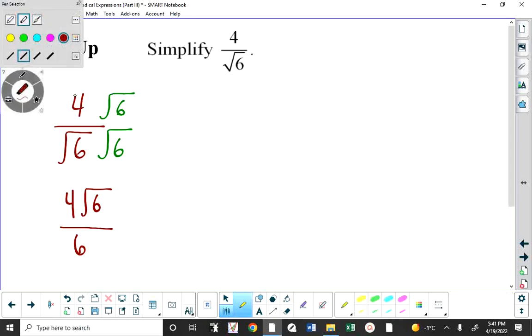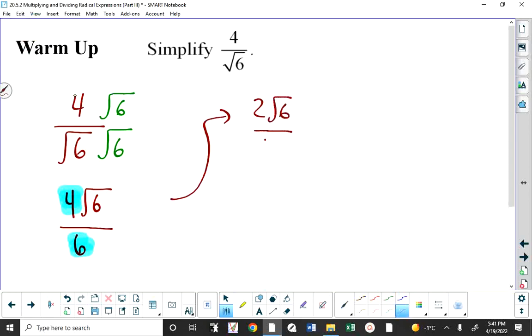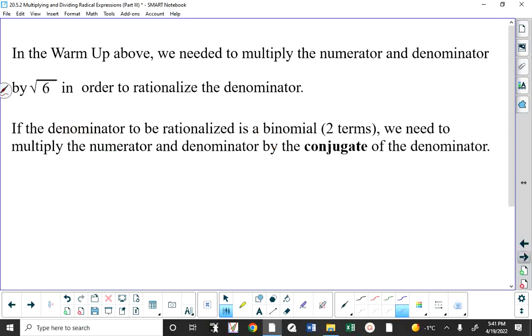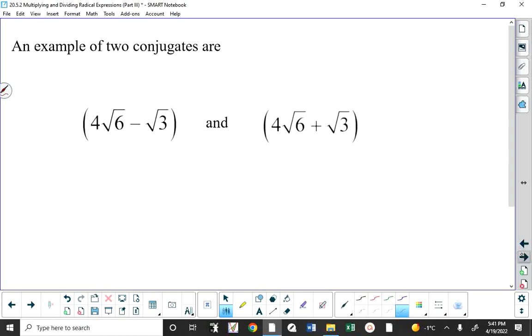Now what we have are a couple of coefficients. This 4 is a coefficient, and so is that 6. And 4 divided by 6 simplifies to 2 divided by 3. And that's it. That would be our answer, 2 root 6 over 3. So in that warm-up, you multiply the top and the bottom of the expression by root 6 in order to rationalize the denominator. If the denominator is a binomial, I'll give you an example here before we go on.